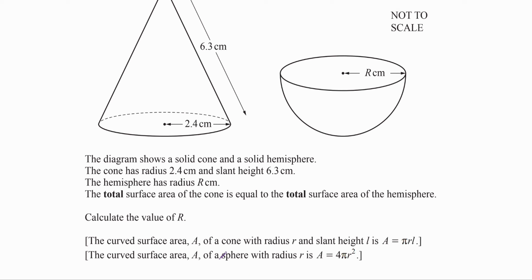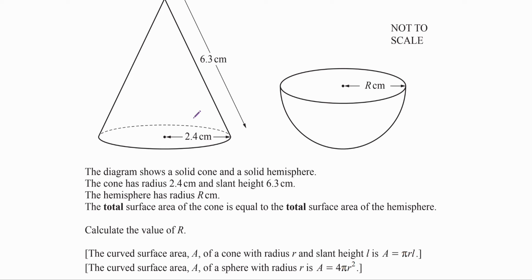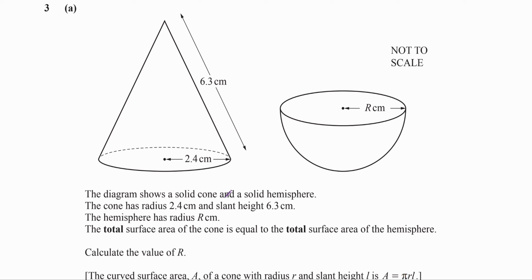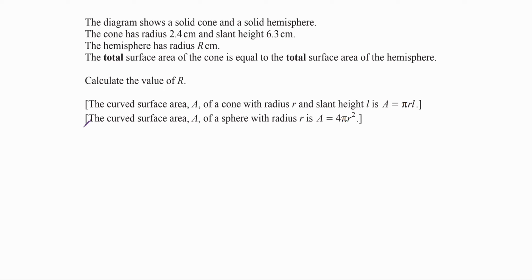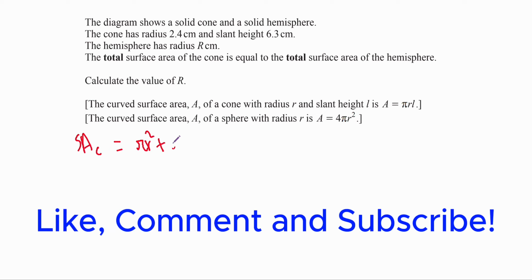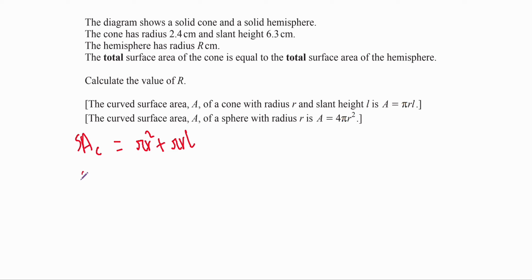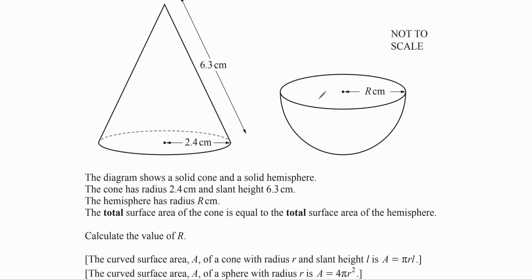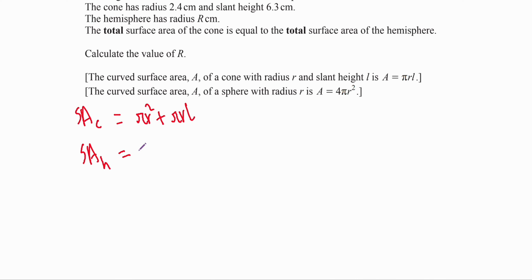So this is the formula for the curved surface area of a cone with radius r and slant height L, pi r L. So that means the area of this section right here, the top, is pi r L. But then we have to add to that the area of the circle, which is pi r squared. So let's write that down. The surface area of the cone, I'm going to do SA and then C, is equal to pi r squared plus pi r L. And then the surface area of the hemisphere, I'm going to write SAH, that is equal to, well, surface area of a sphere is equal to 4 pi R squared. So of a hemisphere, which is basically half a sphere, it's 2 pi R squared.